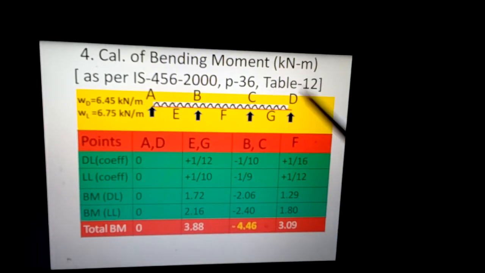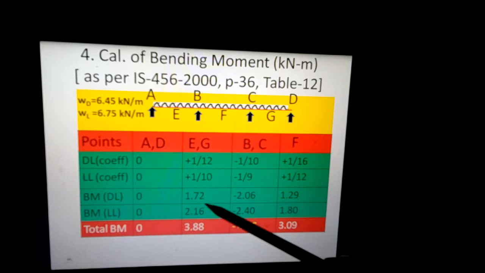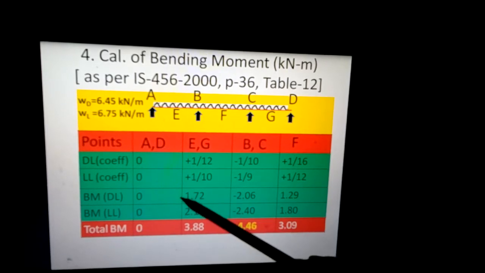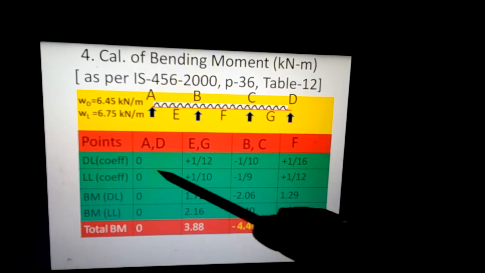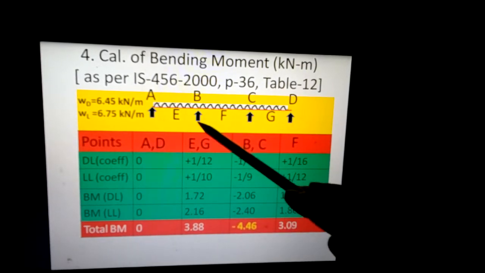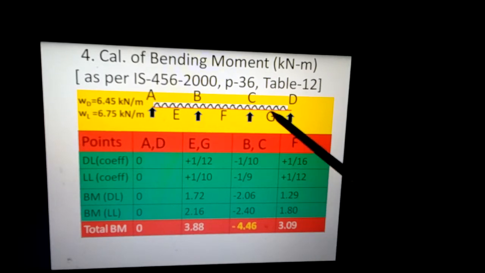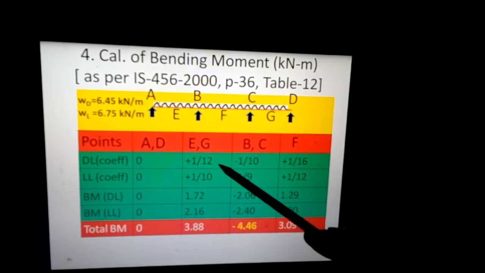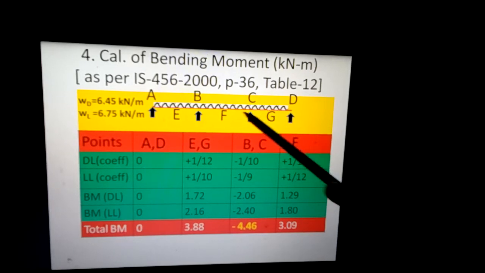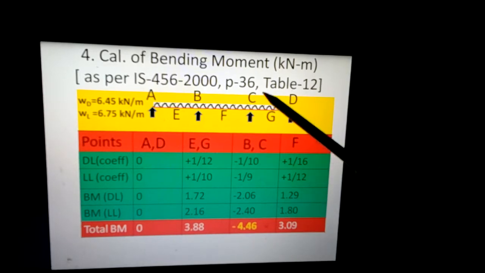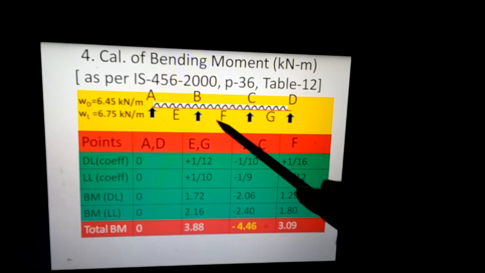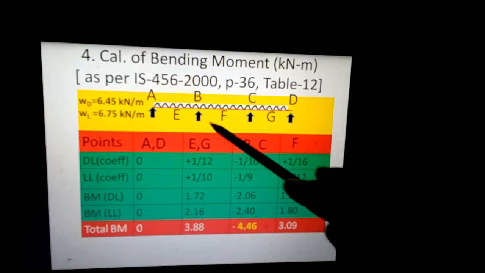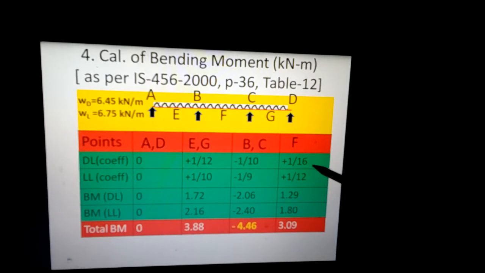With this, and referring to table 12 in IS 456, we get some bending moment coefficients. For points A and D, the bending moment coefficients are 0 because they are simple supports, so there the bending moment would be 0. For points E and G, that is the midpoint of the end span, the coefficient is plus 1 by 12. And for B and C, that is the top of the support, negative bending moments will be there at B and C. For this, the coefficient is minus 1 by 10. And for the midpoint of the intermediate span, the coefficient is plus 1 by 16.